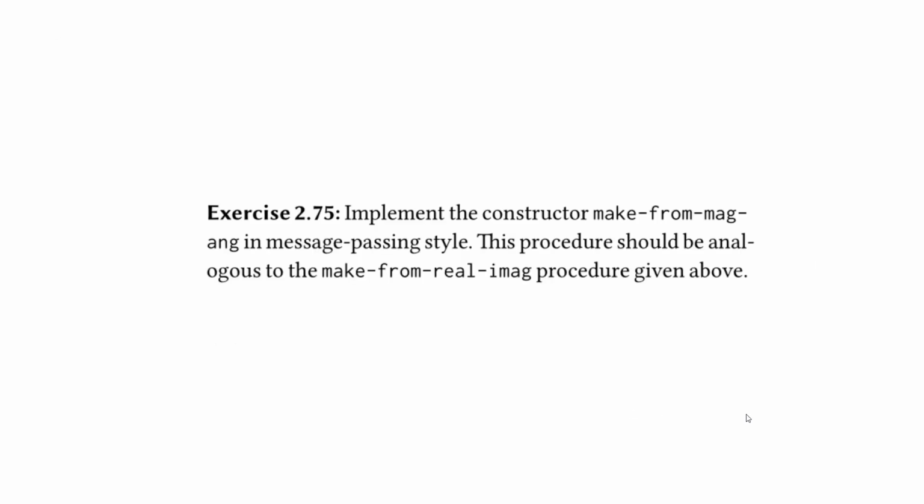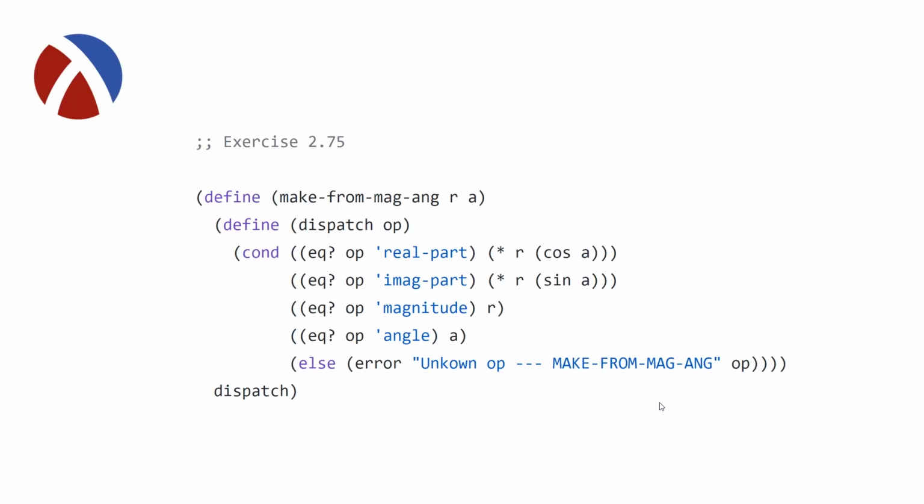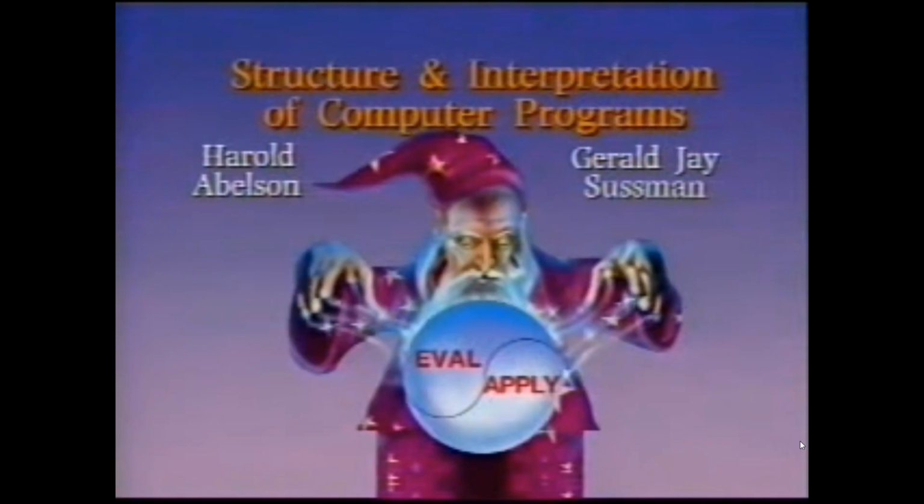Which brings us to the final exercise that we're covering, exercise 2.75. Implement the constructor make from mag ang, which stands for magnitude and angle, in the message passing style. This procedure should be analogous to the make from real imaginary procedure given above. This is pretty straightforward. You're basically just copying and pasting and then modifying the little bits. So we have our selectors, and the transformations happen in the real part and imaginary part instead of the magnitude and angle ones. And that is it.